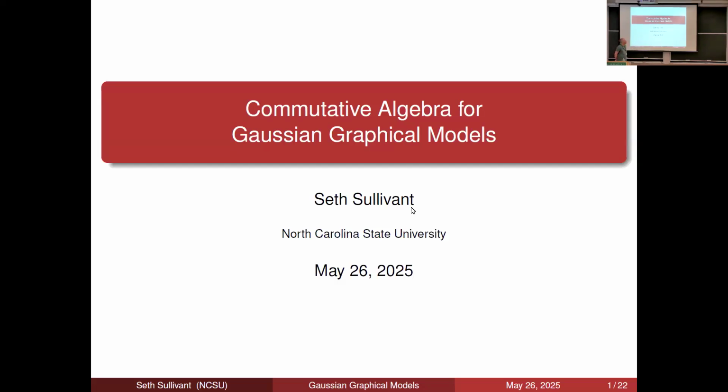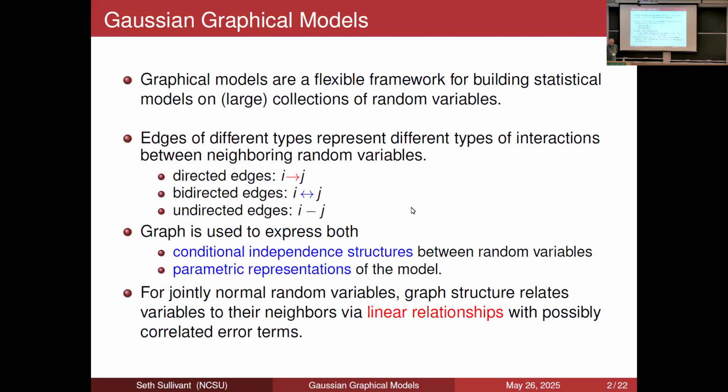So I'm going to talk about a project that we're going to work on in algebraic statistics related to Gaussian graphical models. At a high level, what is a Gaussian graphical model? This is a framework for constructing statistical models on groups of random variables, and a lot of times people think about looking at large collections of random variables.